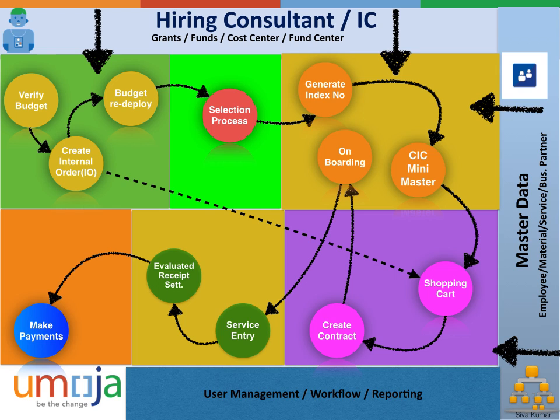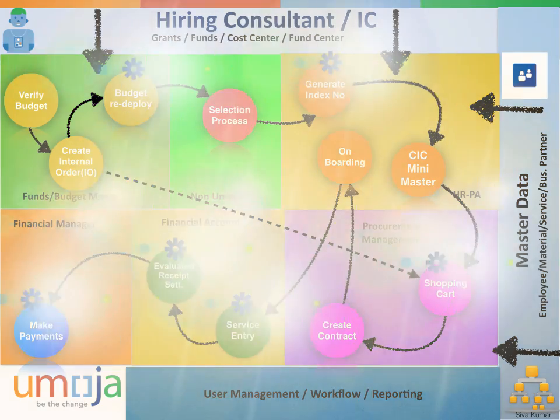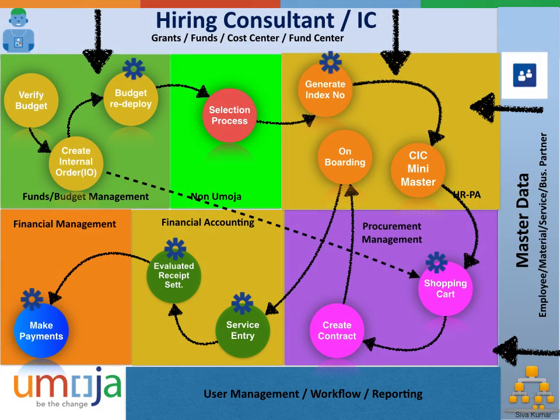Now, let's see the complexities underneath and how user management, workflow and reporting manage them. If you see the workflow layer, you can see two things. One, all these boxes in different colors are different modules. It goes from funds management to a non-Umoja process, to an HR process, to procurement, to financial accounting, to financial management. That's step one. And number two, wherever you see the blue cog on the bubble, it means you have a workflow in that process. A budget redeployment is a workflow.